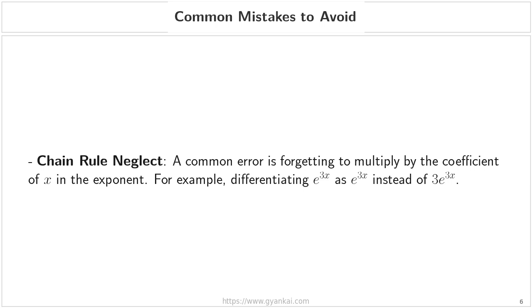First, let's address chain rule neglect. A very frequent mistake is forgetting to multiply by the coefficient of x in the exponent during differentiation. For instance, if you are differentiating e to the power of 3x, make sure you do not simply write it as e to the power of 3x. The correct derivative must be 3 times e to the power of 3x.